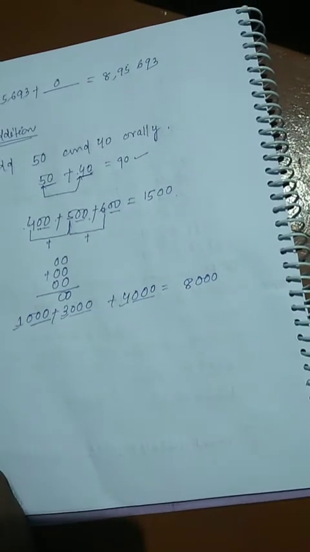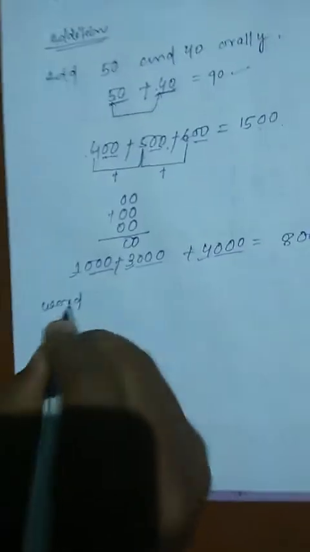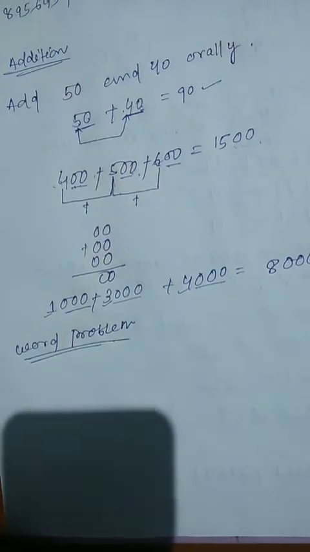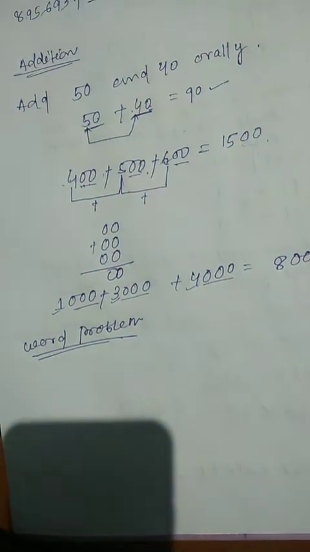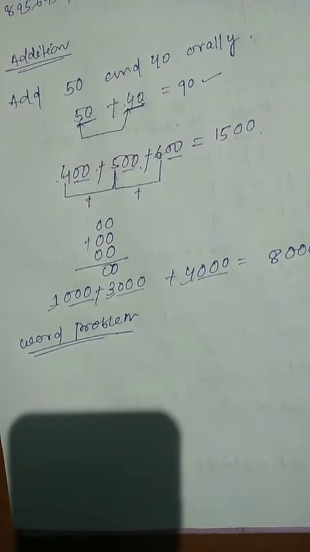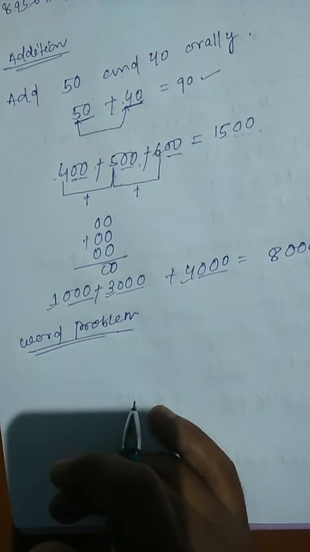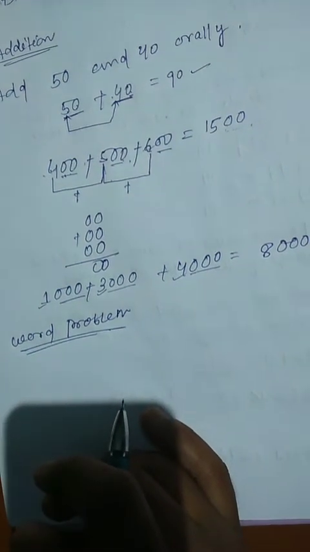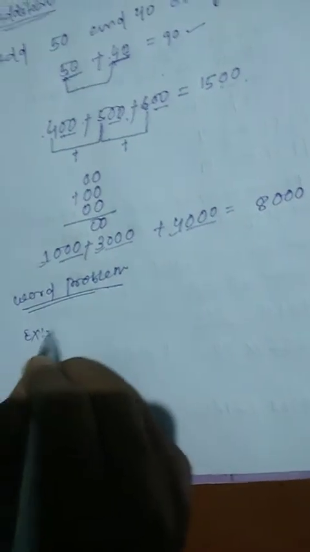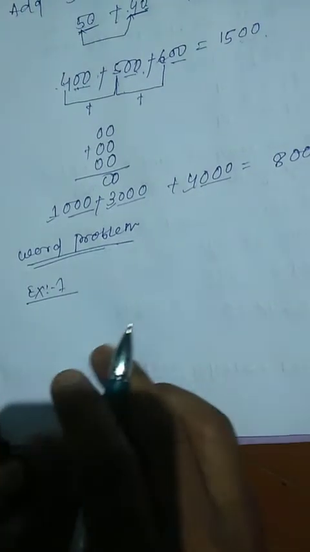So let us discuss worksheet 4, which is your word problem. Before discussing the word problem, you have to remember some points. In a word problem, you have to write in the process. You have to mention each and everything in that process. So let me discuss one example, then only it is clear to all of you how you will write.